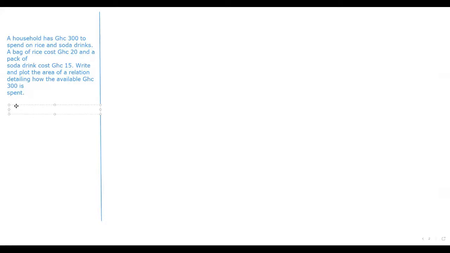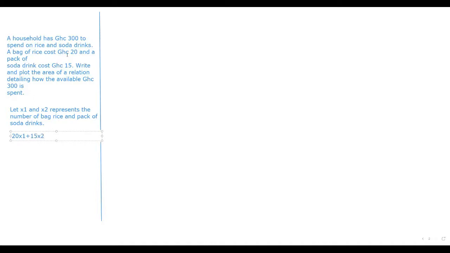So how many decision variables are we having in this type of problem? By definition, we say let x1 and x2 represent the number or units of bag of rice and pack of soda drinks. For the unit cost of rice, we are getting 20. The decision variables, we don't know the quantity. So 20 x1 plus 15 x2.